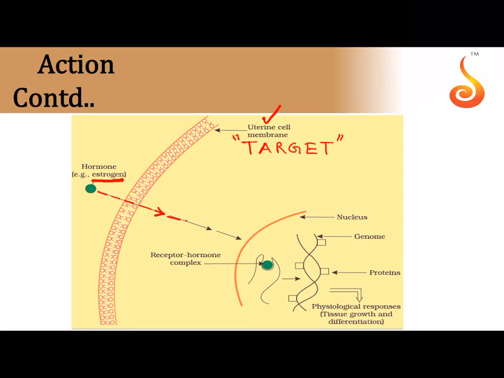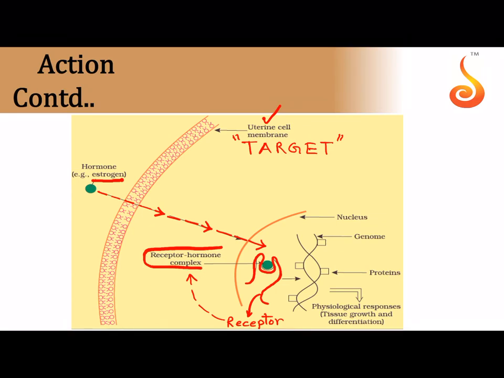It is directly entering into the uterine cell, and once it enters, it is crossing the nuclear membrane, and in the nucleus you can see how it is binding to this receptor. This, what I have highlighted in red, is the receptor to which the estrogen binds, and once this green molecule, which is estrogen, binds to the receptor, you can see that the most important complex, the hormone receptor complex, is formed.